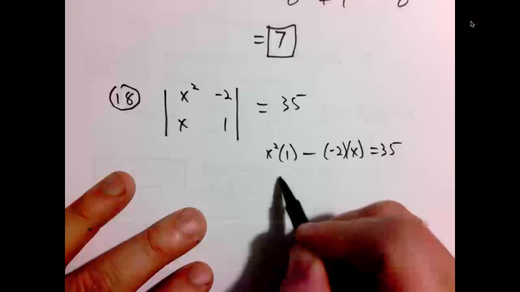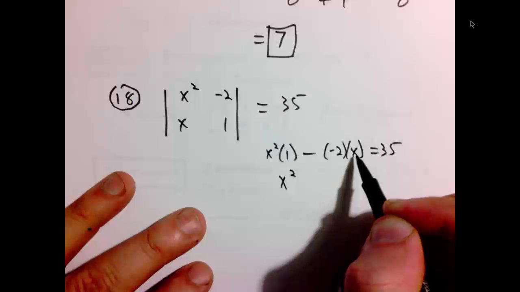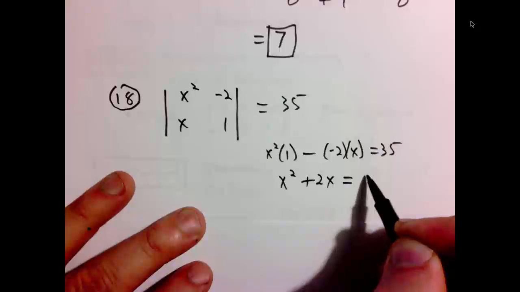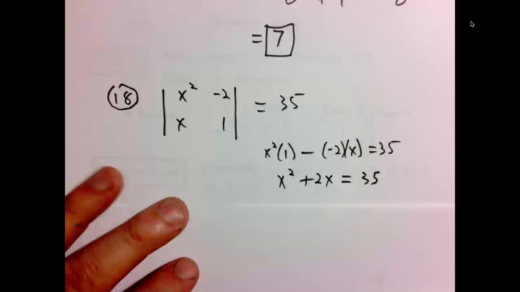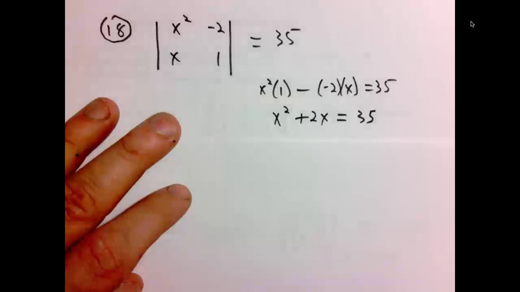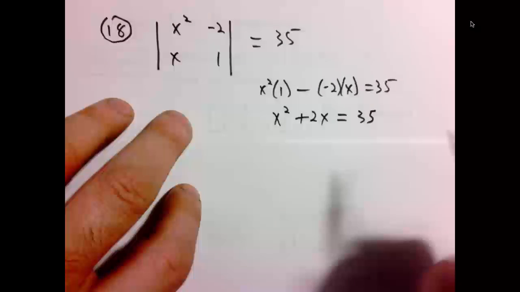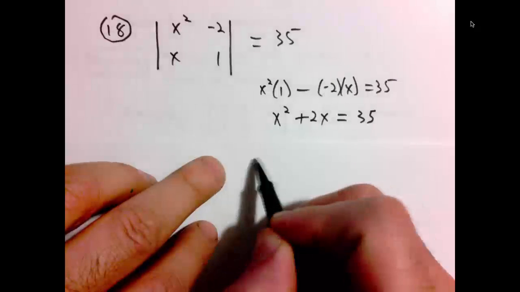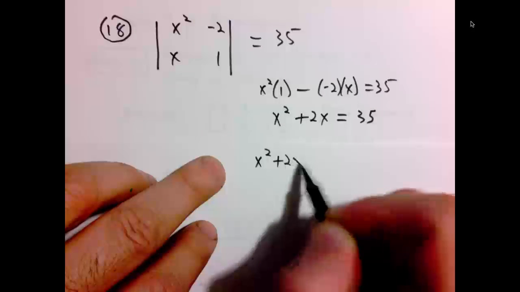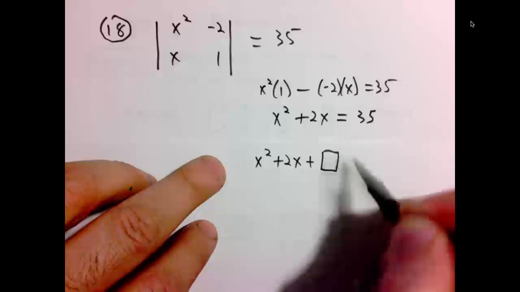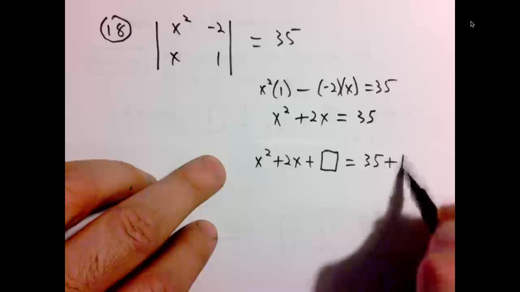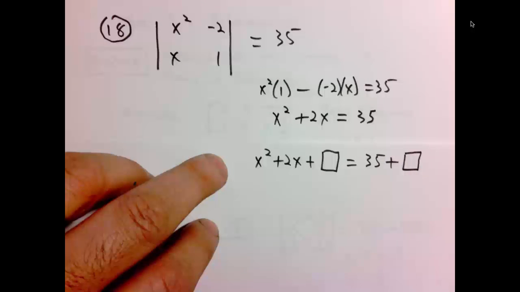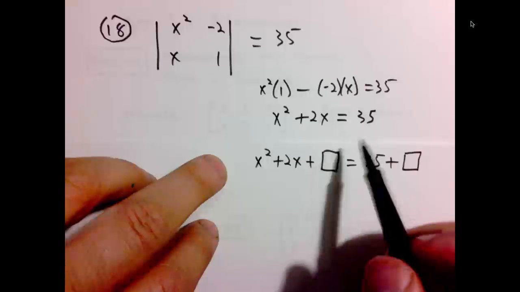So now you can see we're going to have an equation here. X squared times 1 is x squared. -2 times x is -2x, but minus that becomes plus 2x. And we have equal 35. Okay. So now we're going to have a quadratic equation. We've learned a few different ways to solve these. I'm going to show completing the square. All right. X squared plus 2x plus some box number is going to equal 35 plus that same number. If you want to use the quadratic formula or you want to use factoring, you give it a shot. I'm showing completing the square.